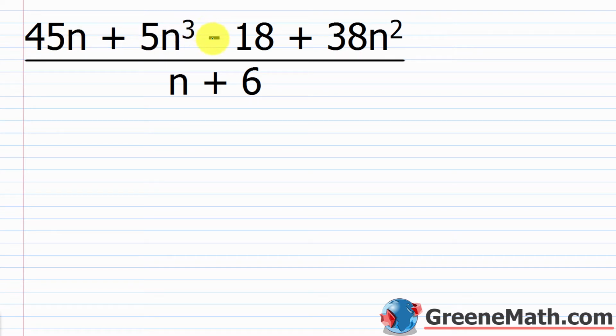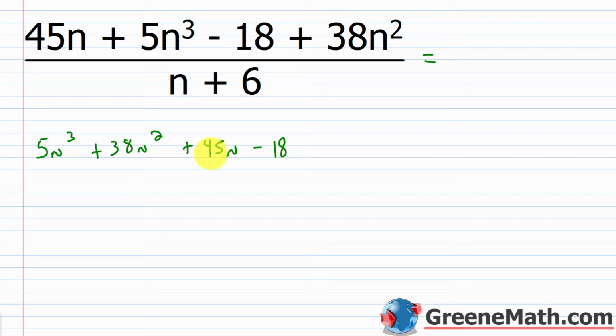45n plus 5n cubed minus 18 plus 38n squared over n plus 6. So for right now, I'm just going to keep it in this format, but I'm going to write everything in standard form. So remember, I want the highest power on n all the way to the left. So that's going to be 5n cubed. Then next I'm looking for squared. So plus 38n squared. Then I'm looking for first power. So plus 45n. Then I'm looking for a constant, or you could say n to the power of 0. So minus 18. Okay, so that's in standard form.